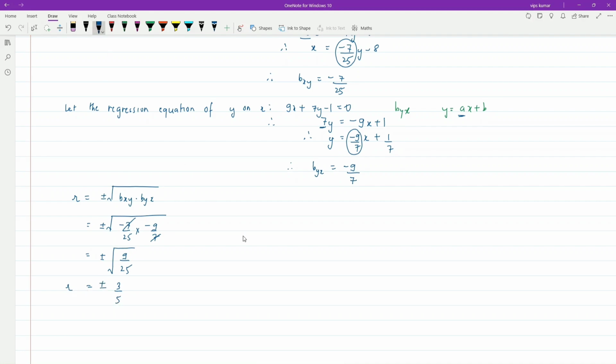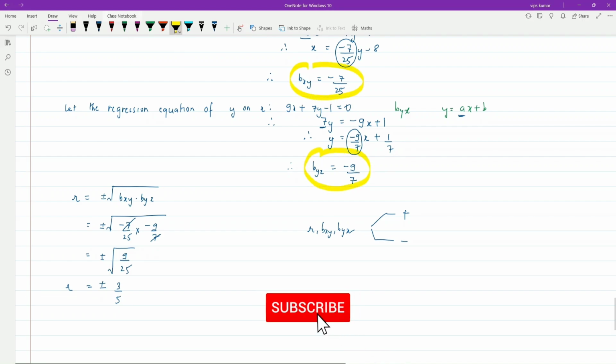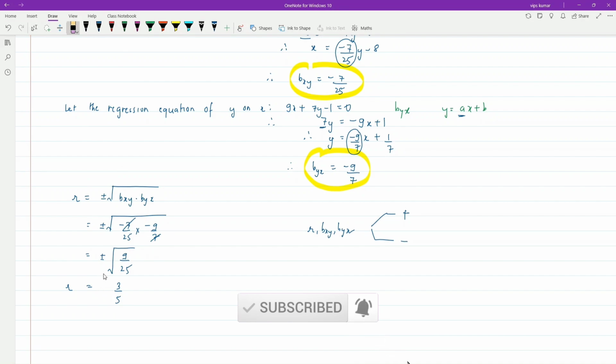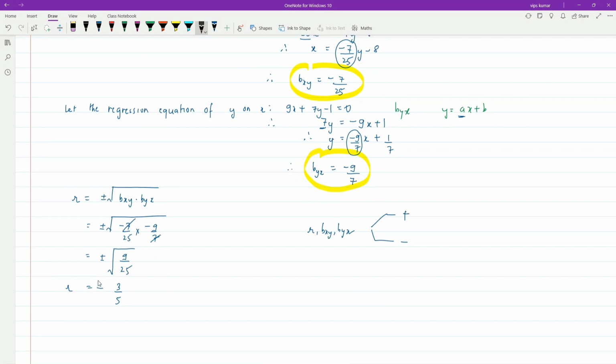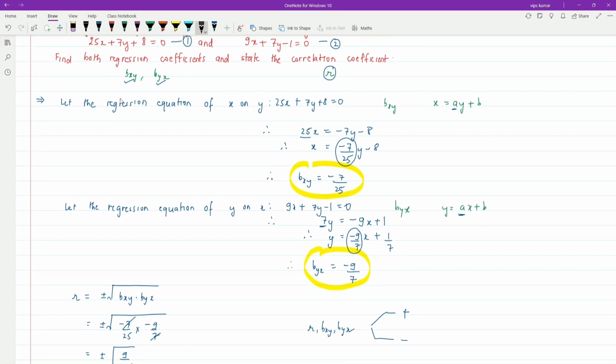Now, as stated in the earlier video, R, Vxy and Vyx all have the same sign. So all of them will either be positive or all will be negative. Now, earlier calculations have given us that Vxy and Vyx both are negative. So R also must be negative. So in this case, instead of putting plus minus, we can say that R is equal to negative 3 by 5. So that is the final value, and thus we have completed the solution for the regression coefficients Vxy and Vyx, as well as the correlation coefficient.